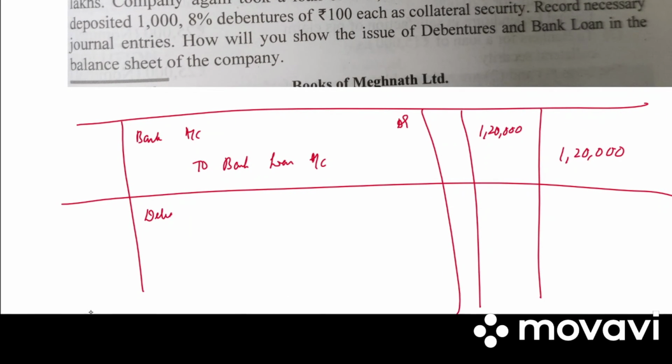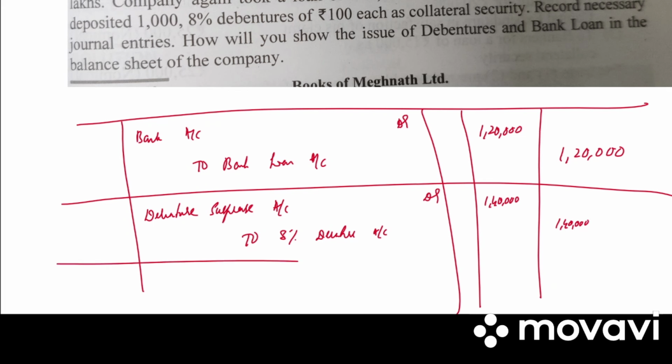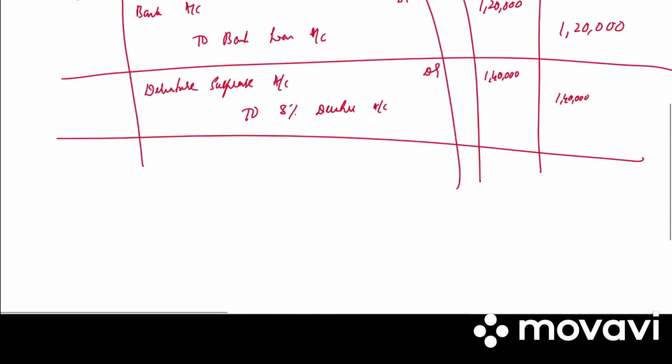Next entry we have debenture suspense account debited to 8% debentures account. How many debentures are issued? 1,40,000. Write the narration. Issue of rupees 1,40,000 debentures as collateral security to secure a loan of rupees 1,20,000 from the bank. Next, after 2 months, again a loan is taken.